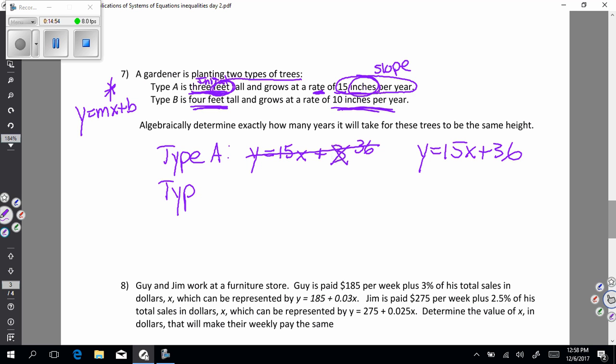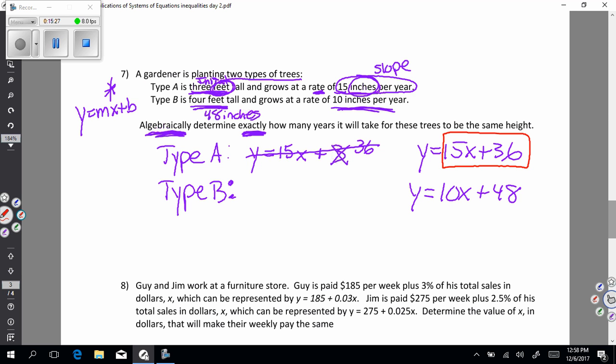And now you should be able to do type B because it's the same concept. I'll change the 4 feet to 48 inches, and we'll use y equals 10x plus 48. And they're asking to do it algebraically, to determine exactly how many years it will take for these trees to be the same height. To be the same really means to be equal to each other. So why not take this and plug it into the other, right? The y's are the heights. We want to know when will the heights be the same?